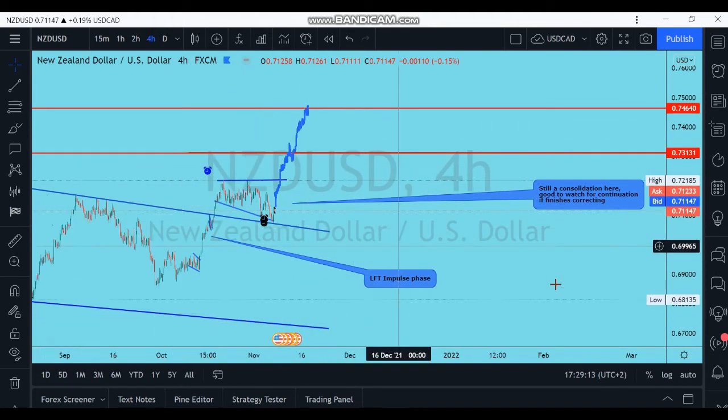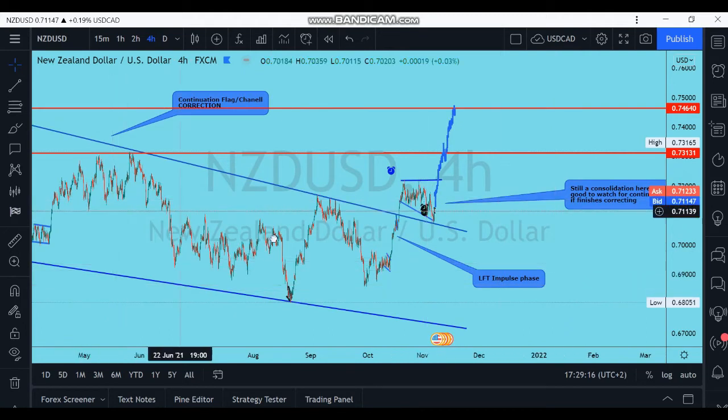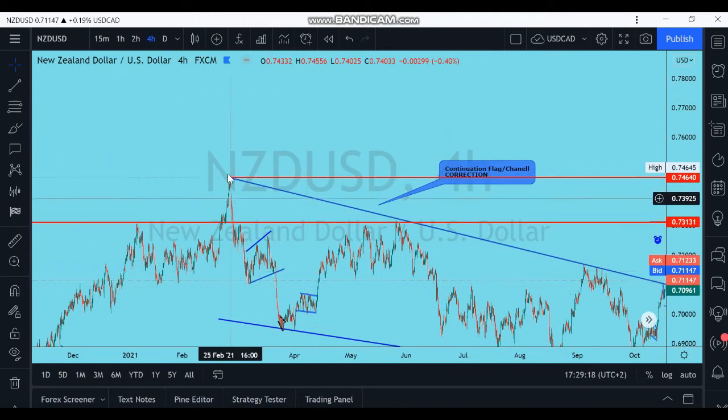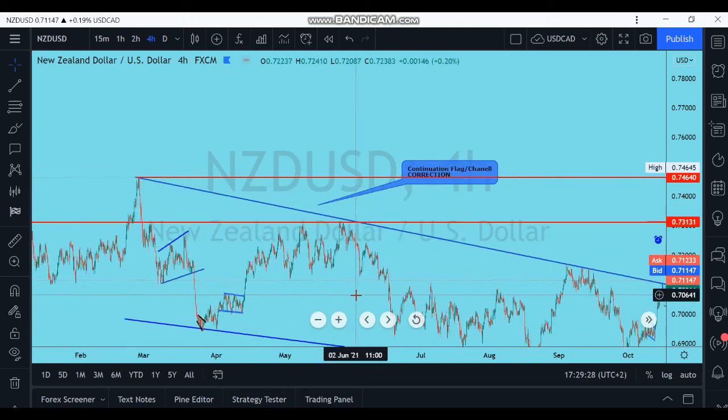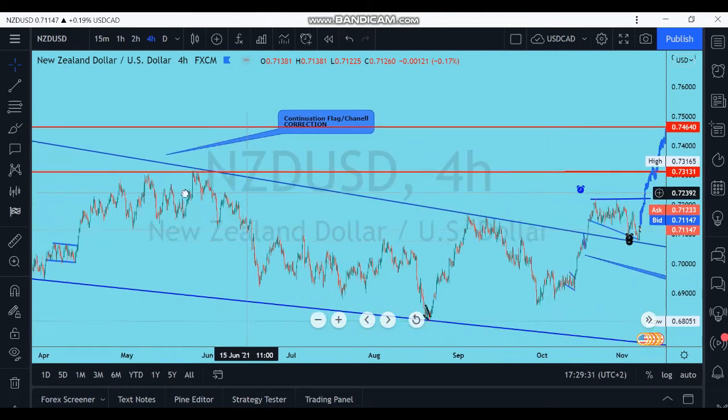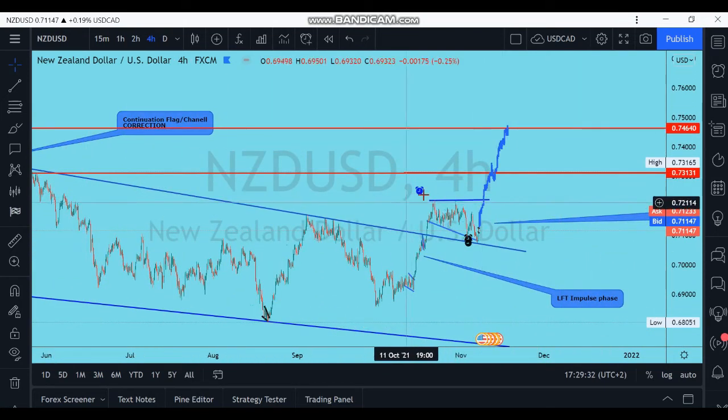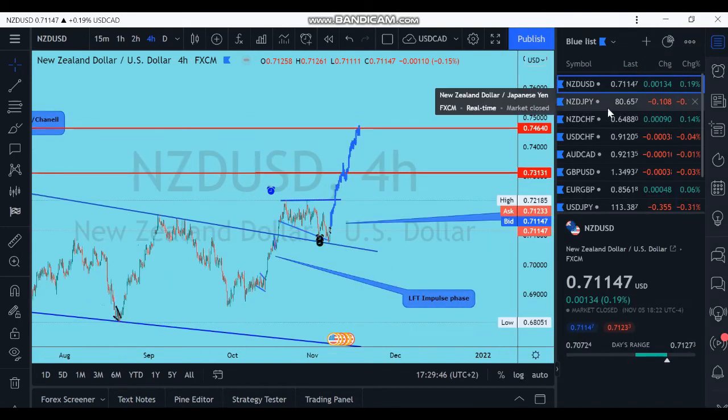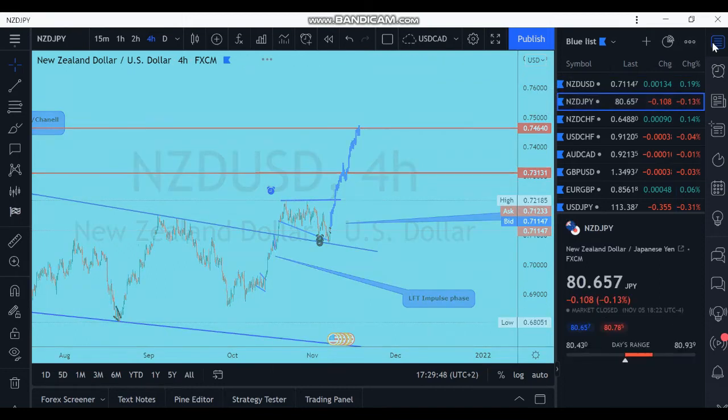smaller continuation or correction. For example, if we go back with our chart, I can still show you we had impulsive phase 1, phase 2 correction, impulsive phase 3. And then we had impulsive phase 1, phase 2, phase 3 as a correction, as an impulsive phase. So on NZD-USD, I'm just waiting. As you can check, my alert is on. I'm waiting for the breakout. Then I anticipate this market is still going to move impulsively without correcting to 0.74640. Okay, on NZD-USD.